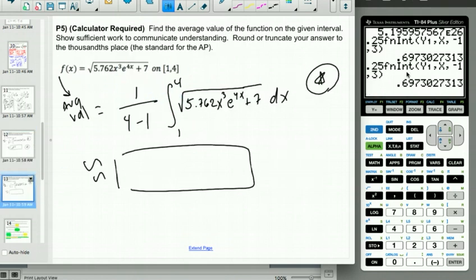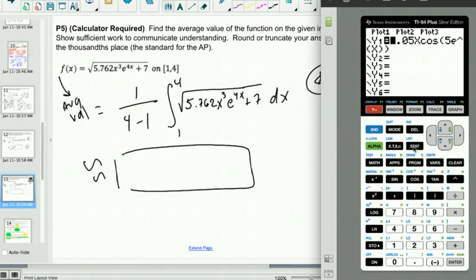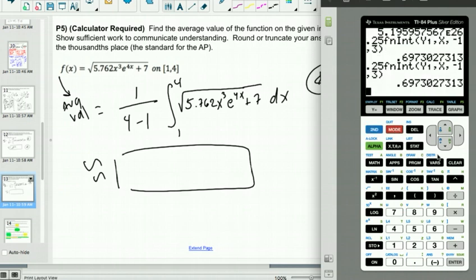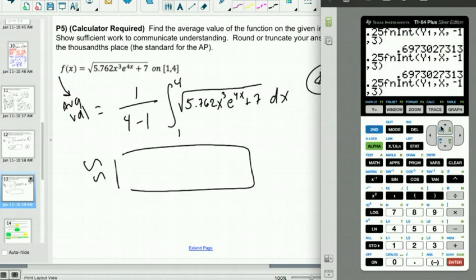The nice thing about this is because I already used y1 here, I can just go to my y1 and change what y1 is. So I'm going to change it to be the square root of 5.762 x to the third, e to the 4x, so second e to the 4x, plus 7, and then I close the root. If I quit out of here, I'm going to hit second enter, and then all I have to do is change the number in front. So this would be a 1/3.